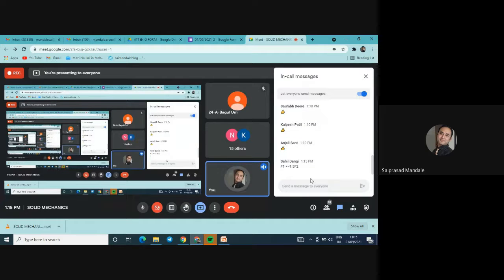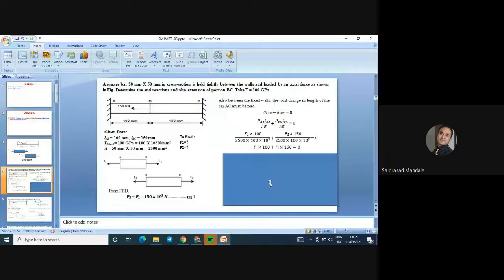Sahil Dangi is saying F1 is equal to, very good. Sahil Dangi and Anjali Jagtap, both answers: F1 is equal to minus 1.5 F2. Let me check. F1 is equal to minus 1.5 F2. So if I know this, can I find out the value of F1 and F2 from this and this equation?